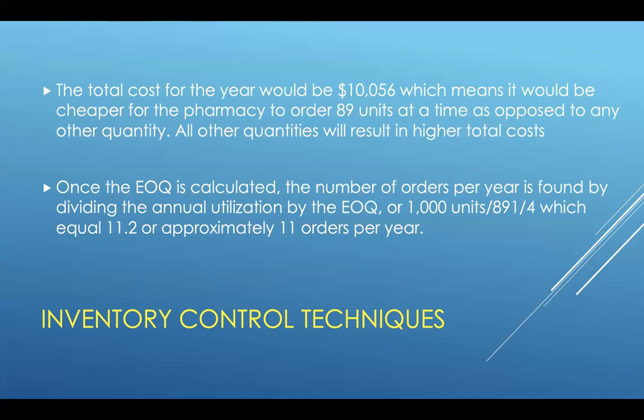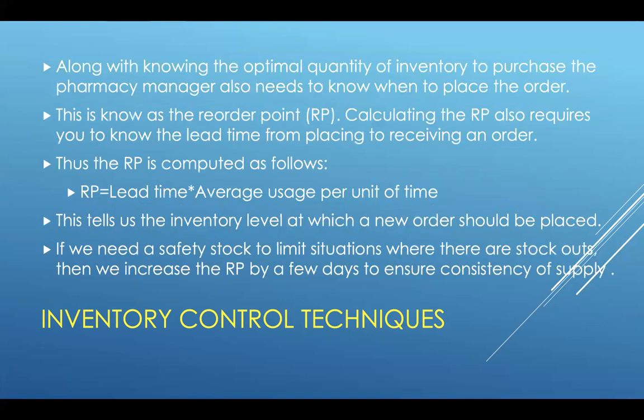The total cost for the year would be $10,056, which means it would be cheaper for the pharmacy to order 89 units at a time as opposed to the other quantities, because all the other quantities will result in higher total costs, especially when we factor in the carrying costs. Once the EOQ is calculated, the number of orders per year is found by dividing the annual utilization by the EOQ, which equals 11.2, approximately 11 orders per year.